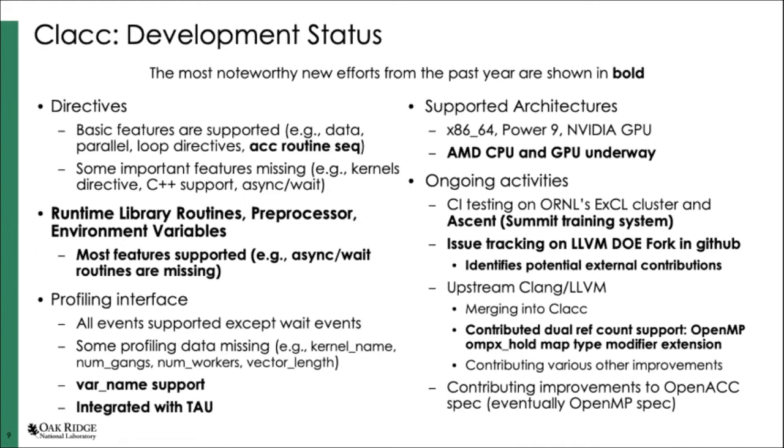We try to stay in sync with upstream Clang and LLVM. That means merging upstream changes into Clacc. It also means contributing various changes back, for example, OpenMP, Clang, and testing infrastructure improvements. One especially noteworthy upstream contribution recently is our dual reference counter support and an OpenMP directive extension to use it, the hold map type modifier. And finally, we continue to contribute to the OpenACC specification, and we're beginning to get involved with the OpenMP spec. I should point out that Clacc includes a status document that details exactly what's currently implemented, and you can find that on GitHub in Clacc's main branch.